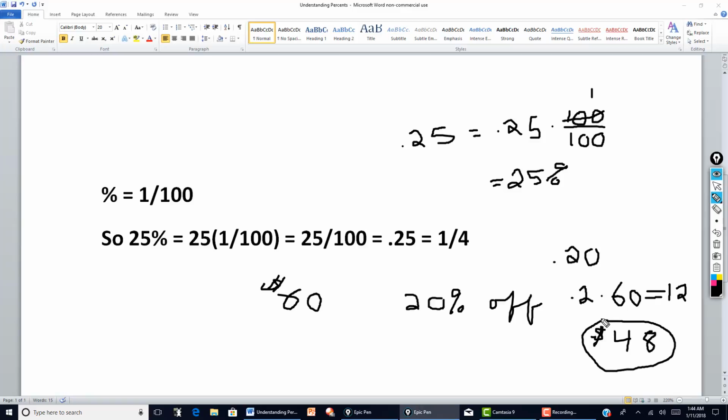Okay. Now another way you can look at this is, okay, I'm taking 20% off, so I'm actually paying 80%. So if it's 20% off, that means I'm paying 80% of it, or 0.8 as a decimal. So multiply 0.80 times 60. And I also get 48. In this case, dollars. Just some basic ideas dealing with percents.